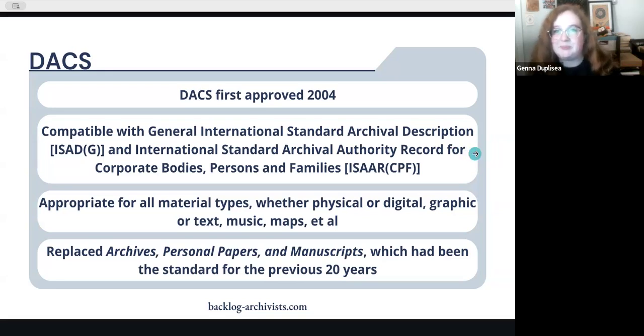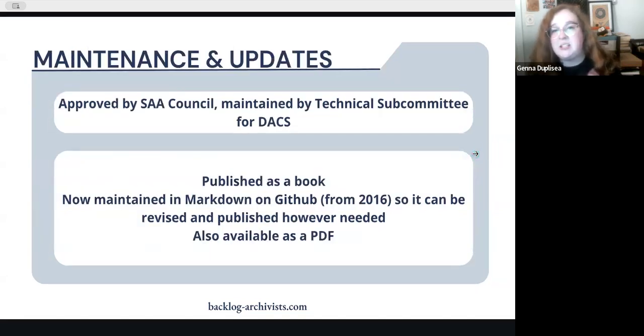Next slide, please. So DACS is maintained by the Technical Subcommittee for DACS, which is part of the Society of American Archivists, and it's approved by the SAA Council. So the Society of American Archivists, being our professional body, is not just a place for us to gather as archivists, it's also a body that sort of certifies what standards we ought to be using.